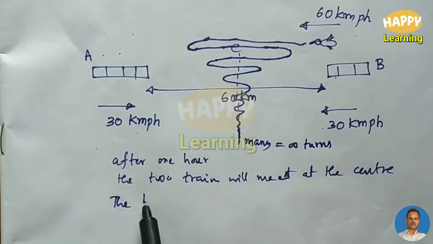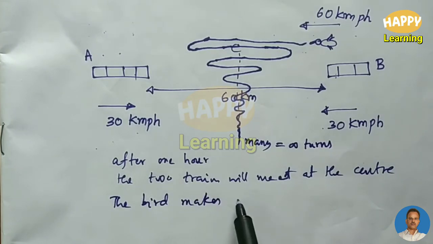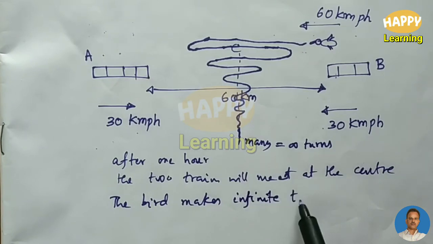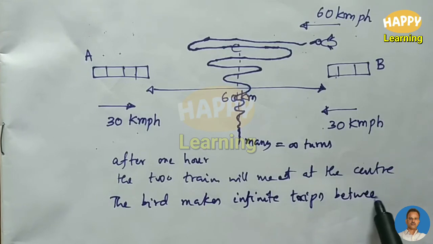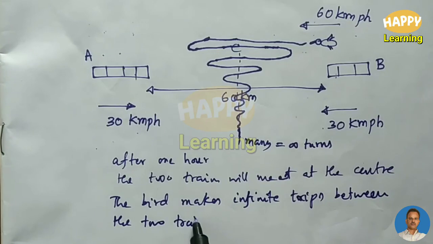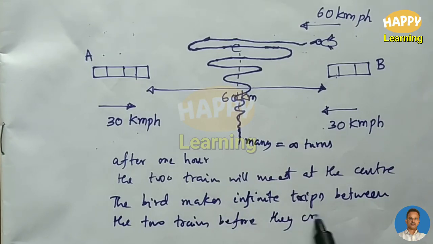So the bird makes infinite trips between the two trains before they crash.